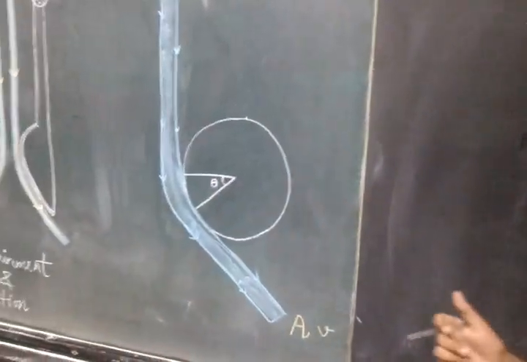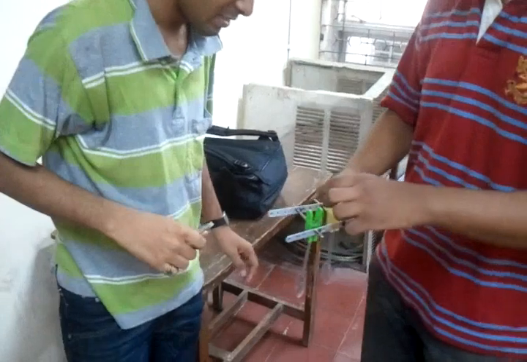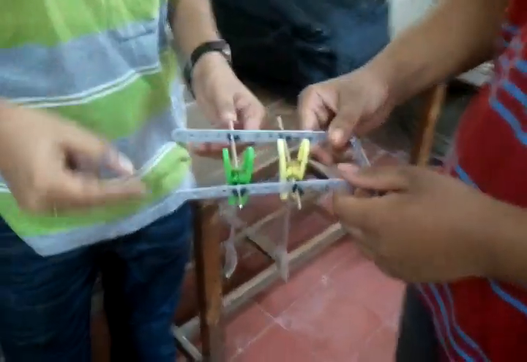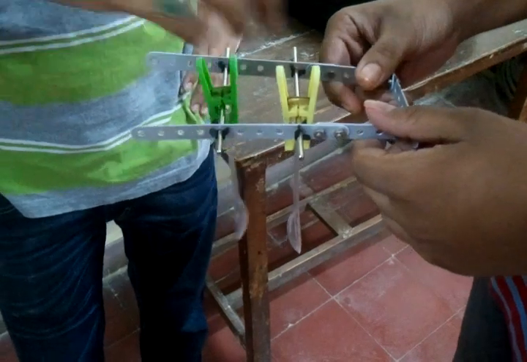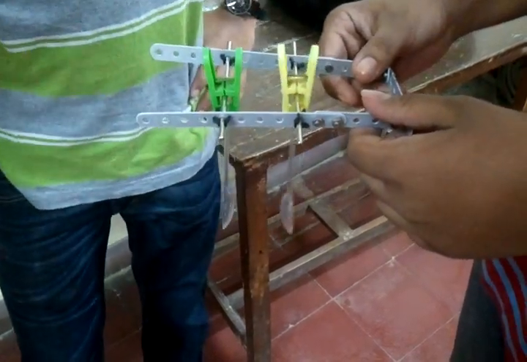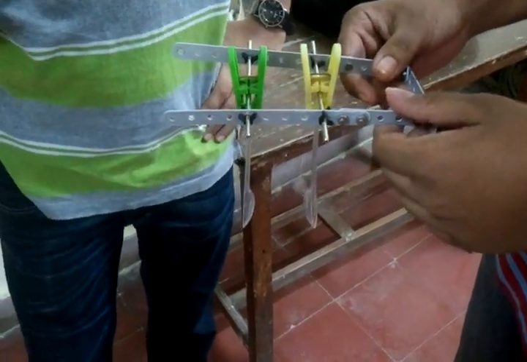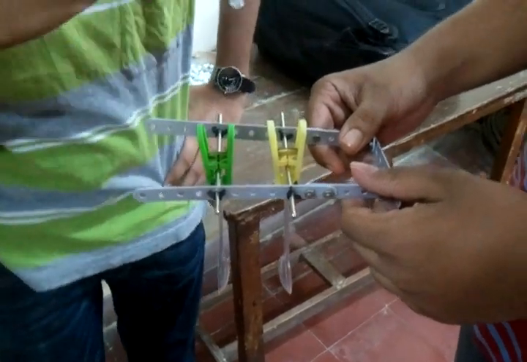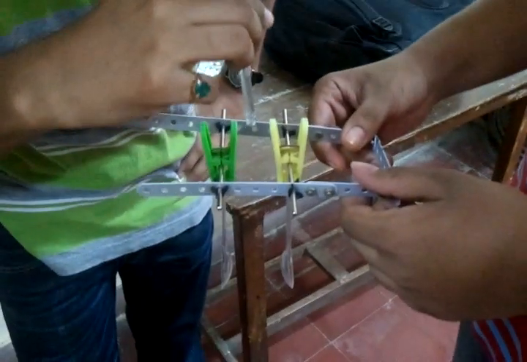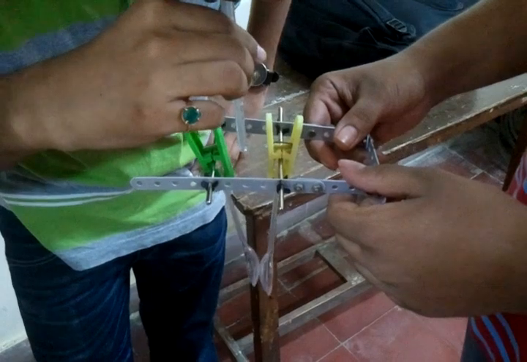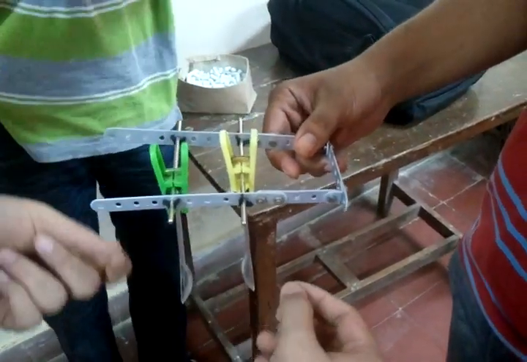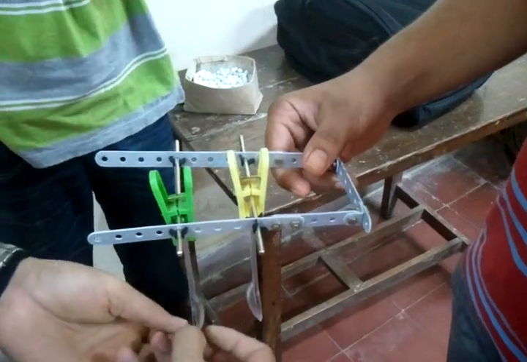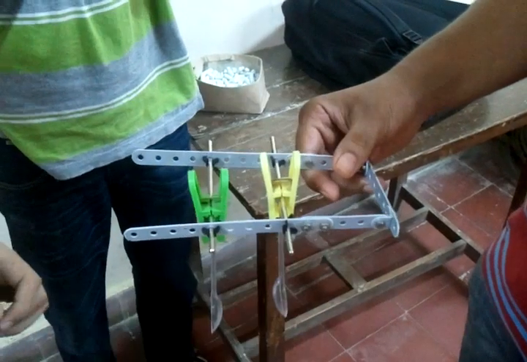Now we'll be demonstrating the Coanda effect with our apparatus here. This is the apparatus, and here we are taking 2 spoons and hanging them with these clips, and we'll be blowing some air through this pipe here. Alright. As you can see, the 2 spoons came together because of the Coanda effect.